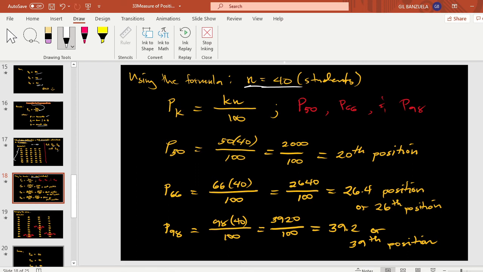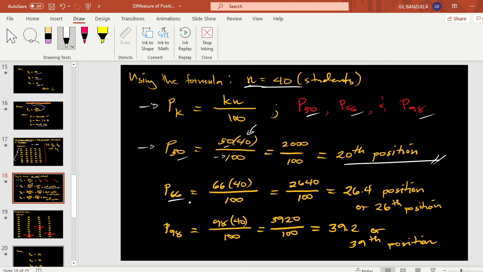Using our formula for percentile, when n is equal to 40 because there are 40 students who took this exam, again, our formula is P sub k equals kn over 100, where we are asked to find P sub 50, P sub 66, and P sub 98. So for P50, your k is 50 and your n is 40, divided by 100. We arrive at 2000 over 100. Therefore, we can find P50 at the 20th position.